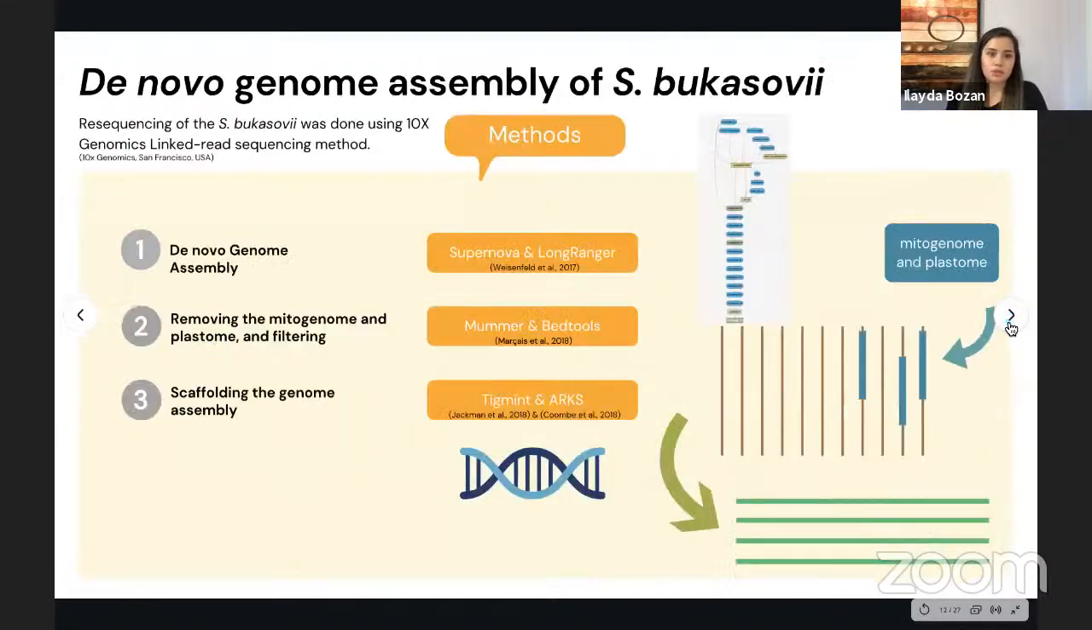First step is to de novo assemble the Solanum bukasovii. Since we had 10x Genomics linked reads, we used Supernova and Long Ranger, which are available through 10x. And in order to de novo assemble it, we then used MUMmer and BEDTools to remove any contaminants, and the mitogenome and plastome, with the help of Sai from our lab. And then we used Pilon and ARCS to further scaffold the assembly we had.